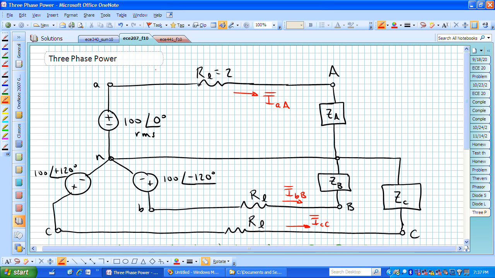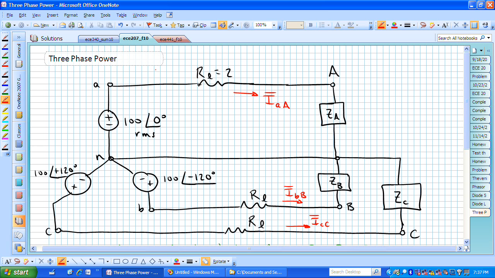Let's now look at a three-phase power problem. This is a Y-connected set of sources, and they are balanced, and it's a positive phase sequence. The A phase leads the B phase, and the B phase leads the C phase. That's the ABC, or positive phase sequence.